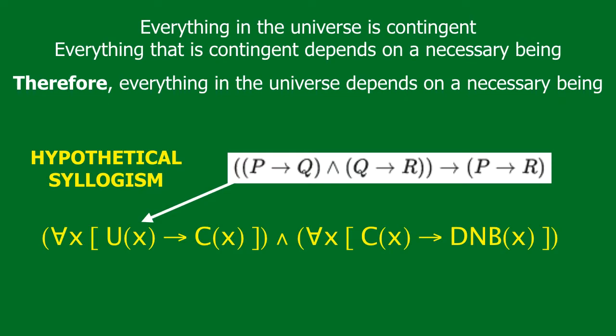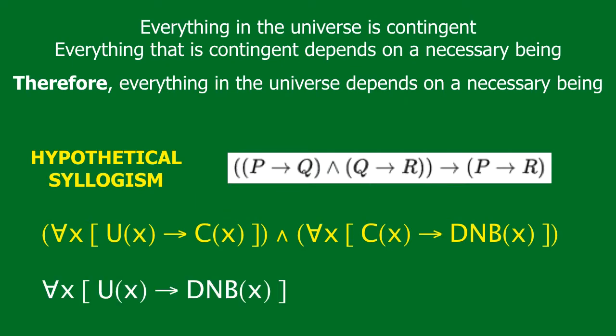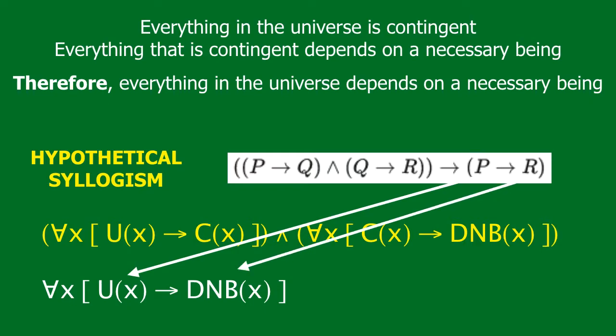So in this case, our P is x is in the universe, our Q is that x is contingent, and our R is that x depends on a necessary being. So you can simplify this to P implies R, where P is U(x), and R is depends on a necessary being. So using this rule of inference, which can be proven in this logical system, and logical system is an important word that I'll come back to in a couple of slides, inshallah, we come to the conclusion that for all x, if x is in the universe, then x depends on a necessary being, which looks exactly like our conclusion above. Therefore, everything in the universe depends on a necessary being.